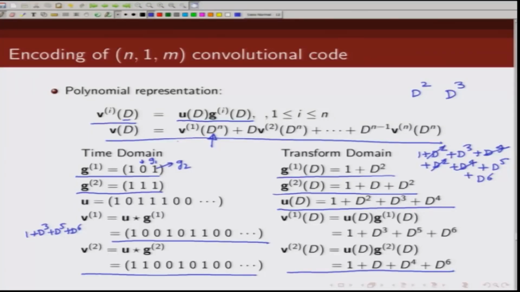Now how do I combine these n sequences? Note, V1 D^n is the output from the first coded sequence, this is the output from the second coded sequence, that is delayed by 1. The output from the third sequence will be delayed by D square, and similarly the output from the nth sequence will be delayed by n minus 1.